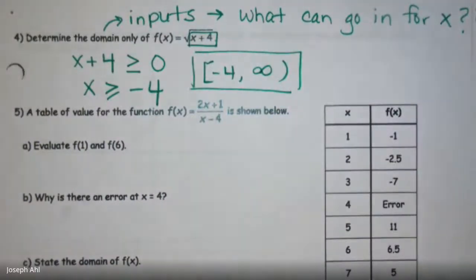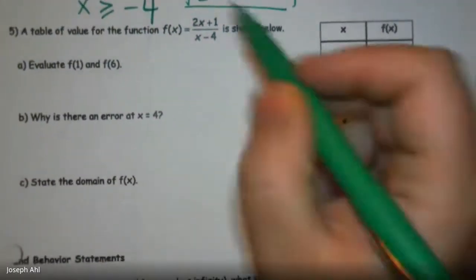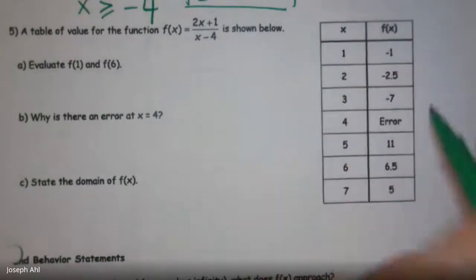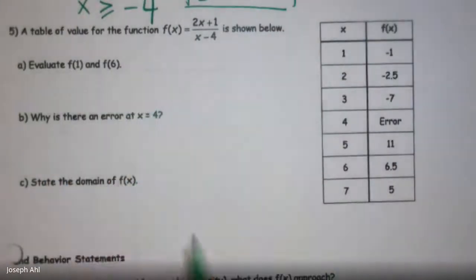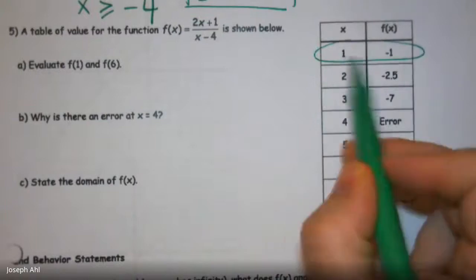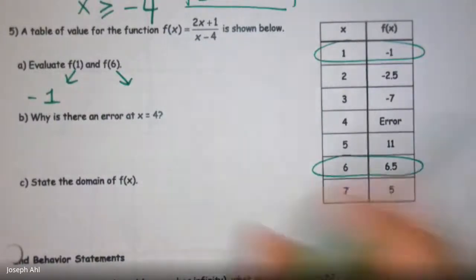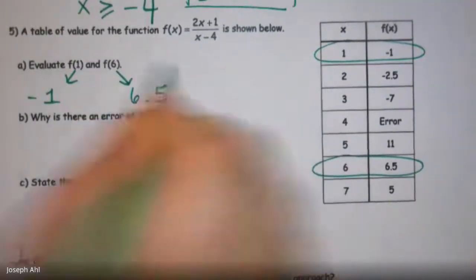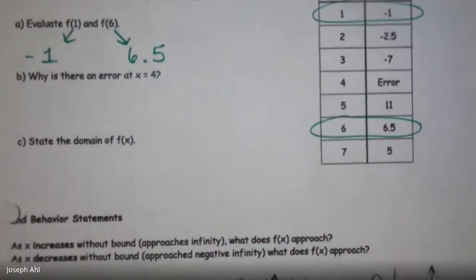Okay. All right, moving on to the next section here, we have a function f of x defined by 2x plus 1 over x minus 4. We're going to use the table to answer some questions. Evaluate f of 1 and f of 6. So remember, when the input is 1, we're looking for the output, the y value. When I input 1, the output is -1. And when I input 6, the output is 6.5. So that should go pretty quickly if we remember what we did in yesterday's lesson.